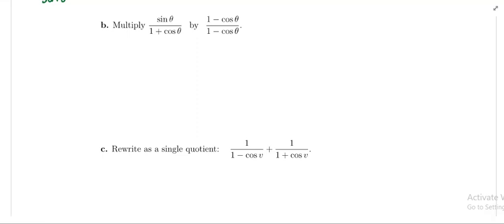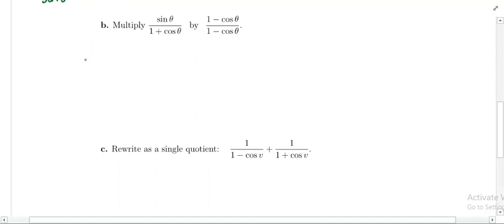In example 1b, we are asked to multiply the expression sine of theta over 1 plus the cosine of theta by the expression 1 minus cosine of theta over 1 minus the cosine of theta. So we're just going to multiply these two expressions together. I'm going to go ahead and write this down.